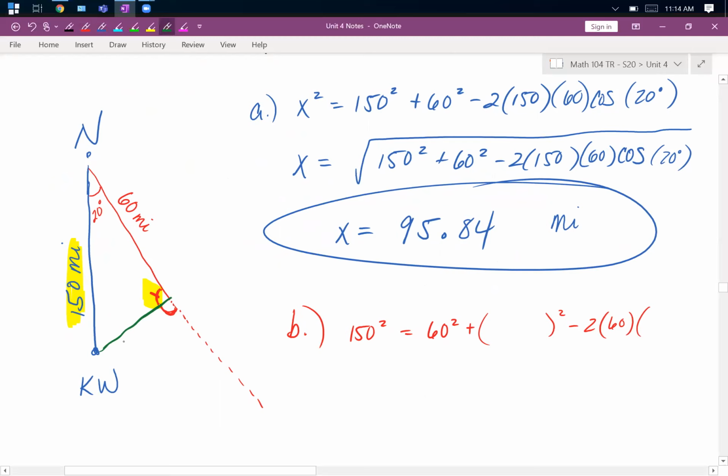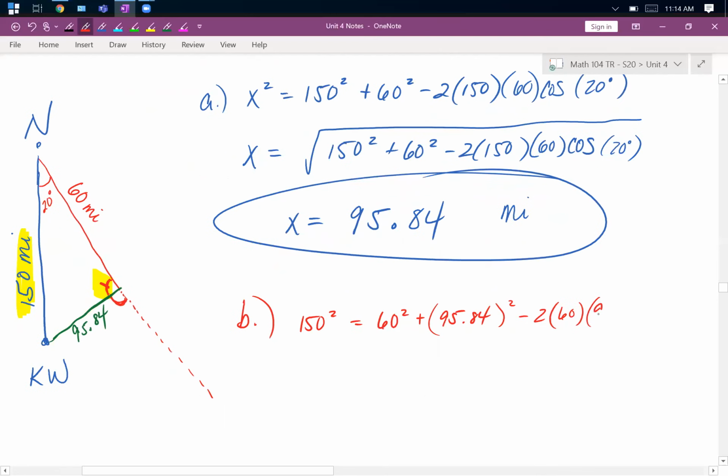It's just this side is 95.84 now. And then cosine, I guess I'll call this angle something. I'll call it theta. There we go. This one will take a little bit more cleanup.